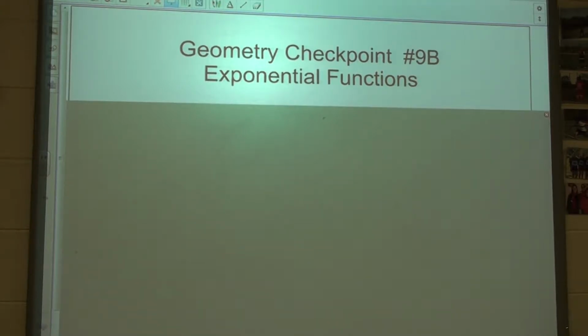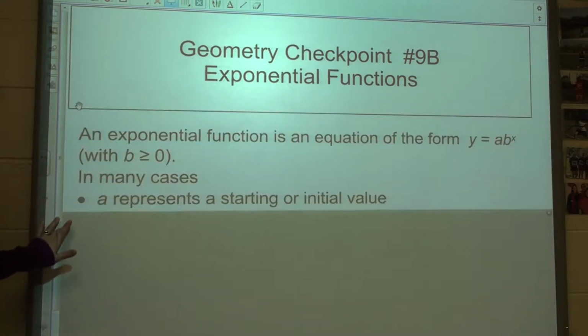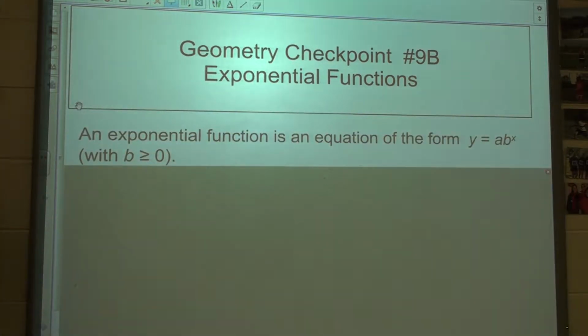Geometry checkpoint 9b, exponential functions. An exponential function is an equation in the form y equals a times b to the x power, where b is greater than or equal to 0. Now, exponential functions are the ones that you see with population and interest, where we have lots and lots of growth and things are getting bigger at a faster rate.